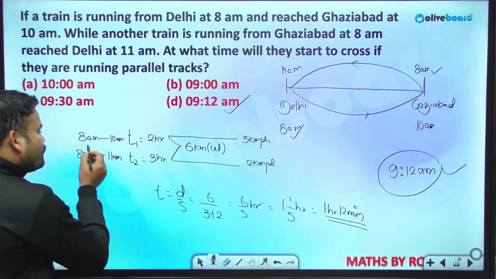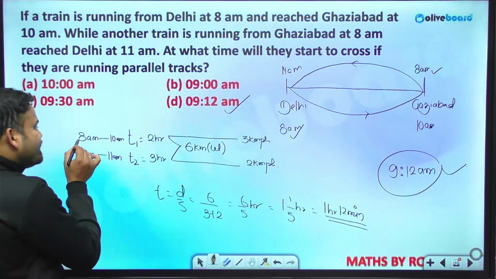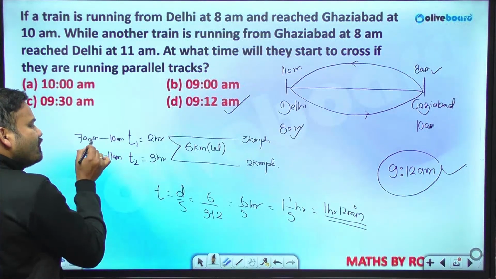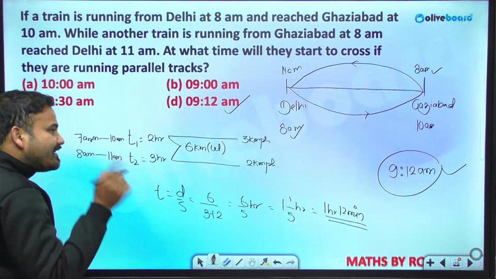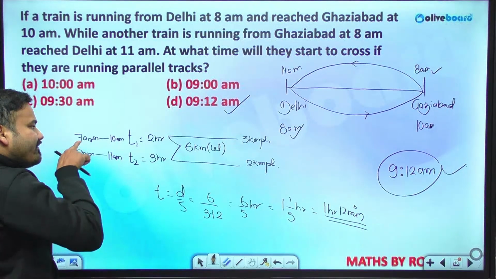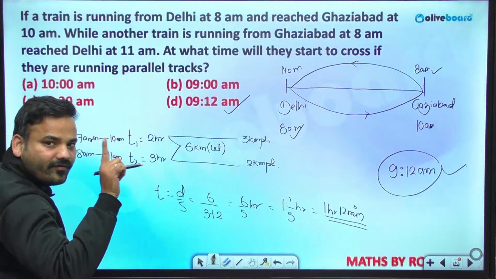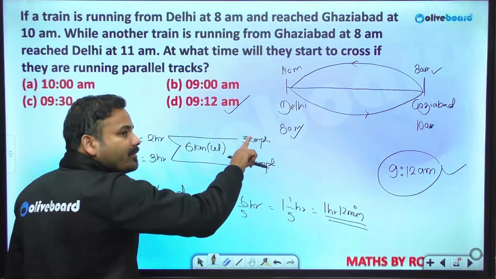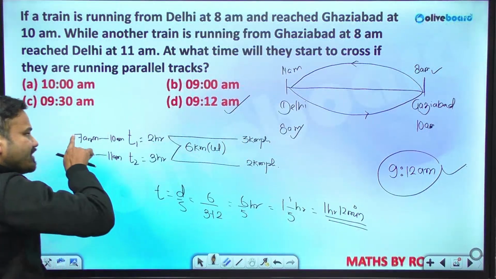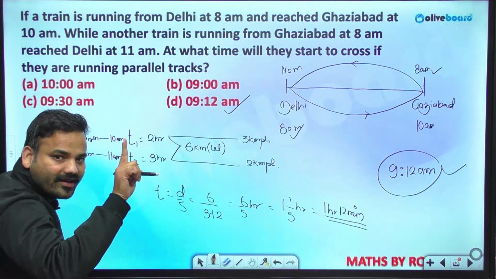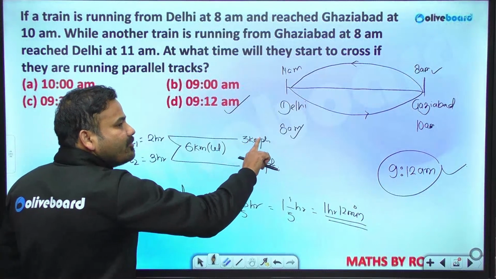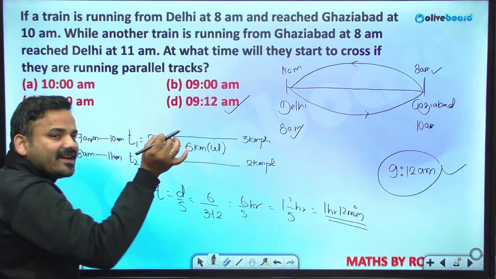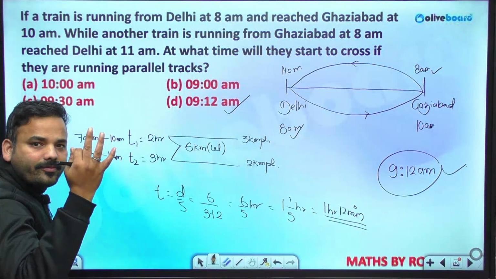Had this not been the same, let's say he starts at 7 a.m. So what would you have done then? In that case, from 7 a.m. to 8 a.m., there is a tenure of 1 hour, and in 1 hour he would have traveled alone at a speed of 3 kilometers per hour, that is 3 kilometers. So 6 kilometers minus 3 kilometers, only 3 kilometers of distance will be left between them.